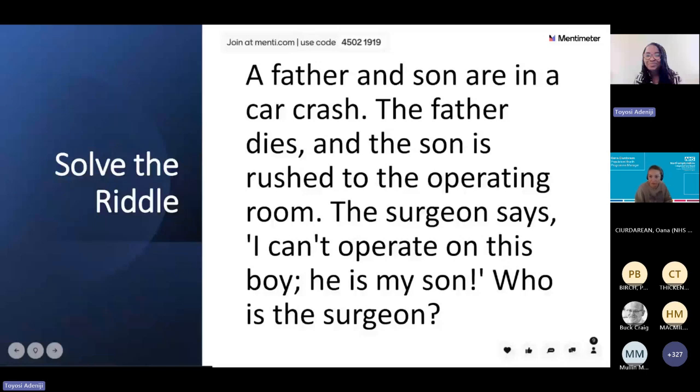I'm going to switch to the chat group to see what I can see. Who is the surgeon? Okay, I'm waiting for. Okay. I can see some people going. So there's a boy's mother, surgeon is mom, his mother, mom, mother. Okay.